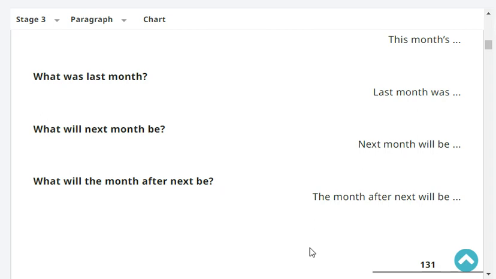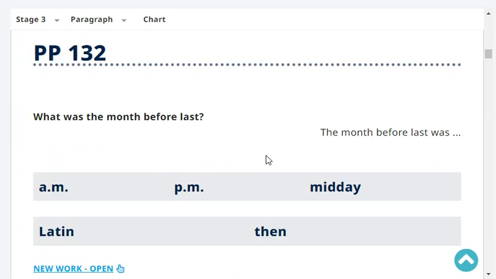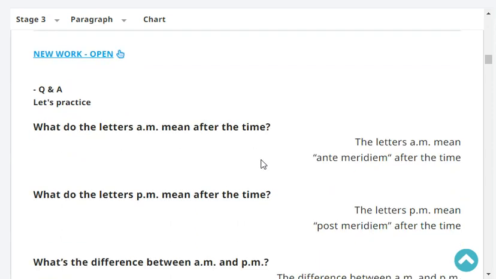What will the month after next be? The month after next will be January. Very good. What was the month before last? The month before last was September. Very good. What do the letters AM mean after the time?